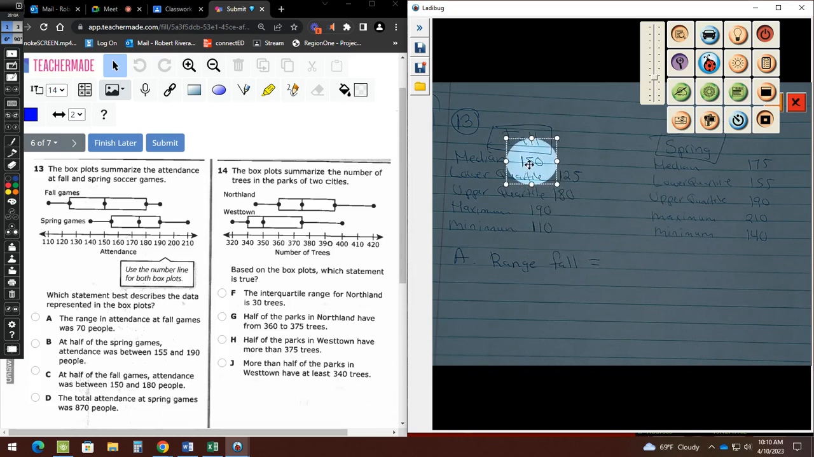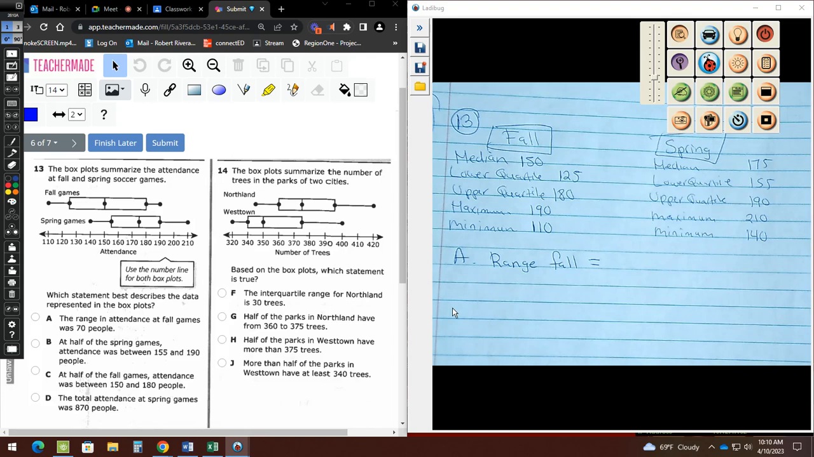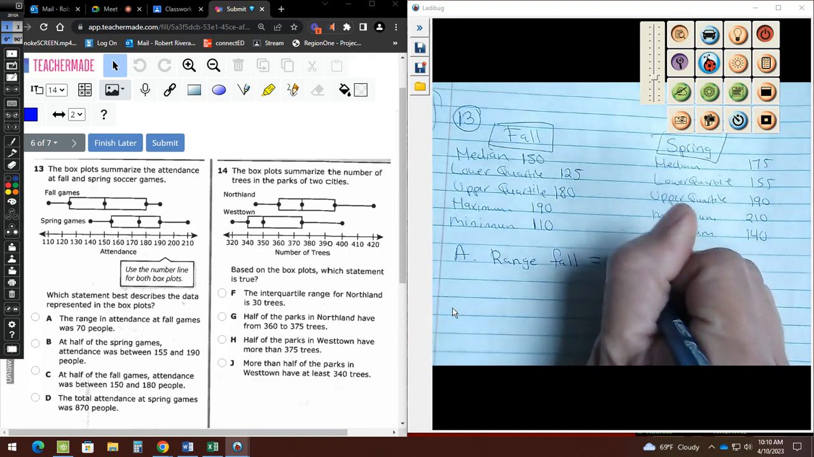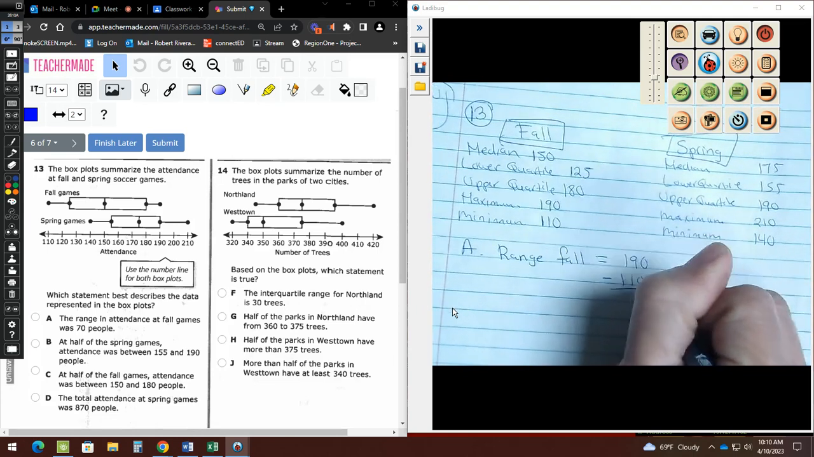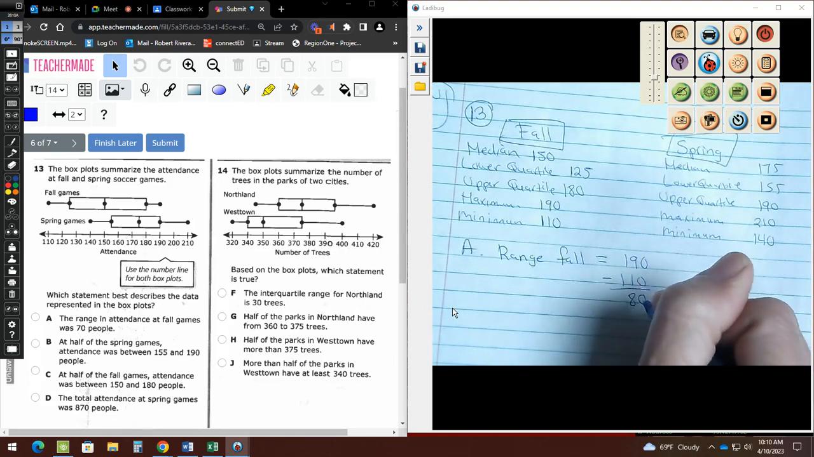Ready? Do I need the median? No. Lower quartile? No. Upper quartile? No. Maximum. Yes. Minimum. Yes. Good. When you see range, you need these two, the maximum and minimum. Very good. Now what do you do when you get those two? Subtract. So 190 minus 110, that would be 80.